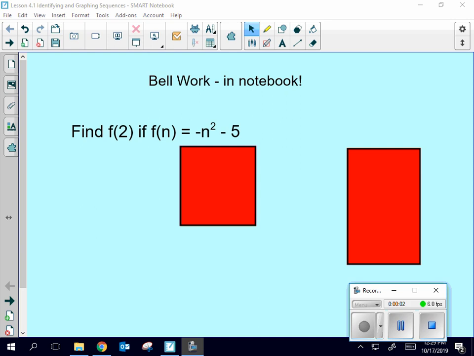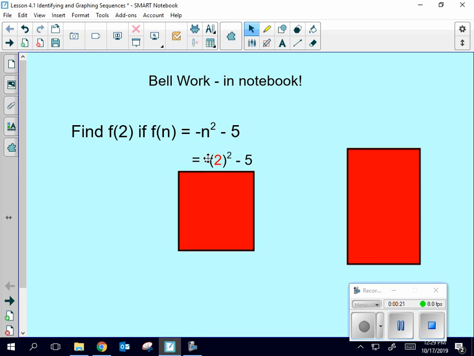This is the video for lesson 4.1 class notes. Our bell work was this. If you would pause the video and write it down and attempt to do it. You will see that if you plug in 2 for n, only the 2 is the thing being squared.